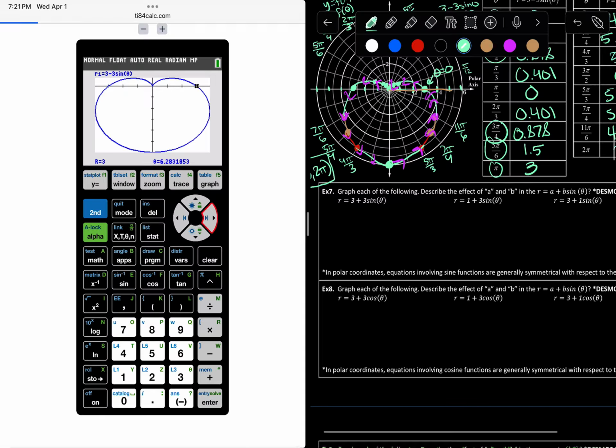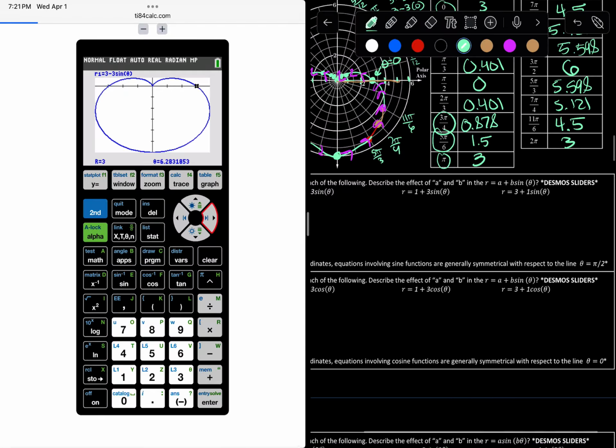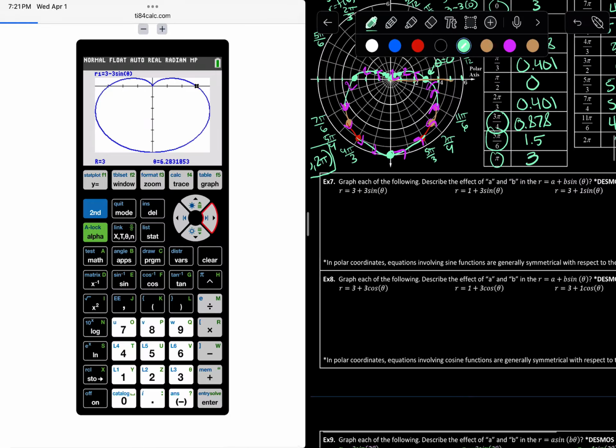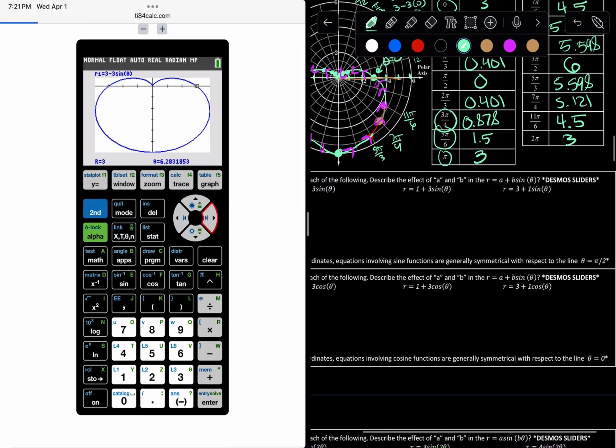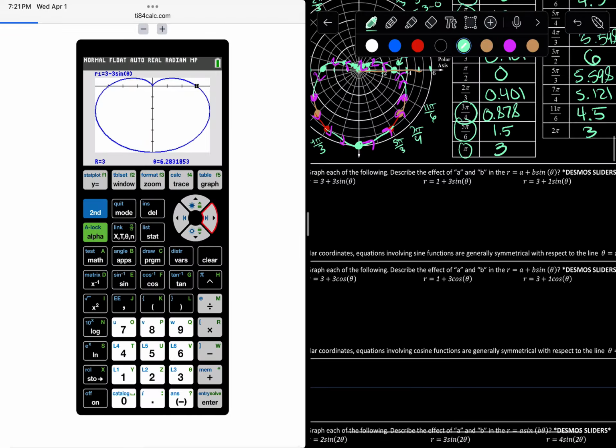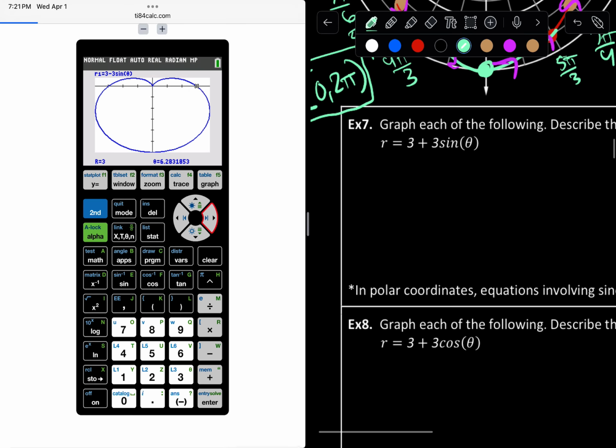So graph each of the following. Describe the effect of A and B in r equals a plus b sine theta. I was going to show a Desmos slider, but we aren't using it. I'll show the Desmos slider when we review for the AP exam, but you only get the TI for your assessment in class, so that's what I'll focus on right now.